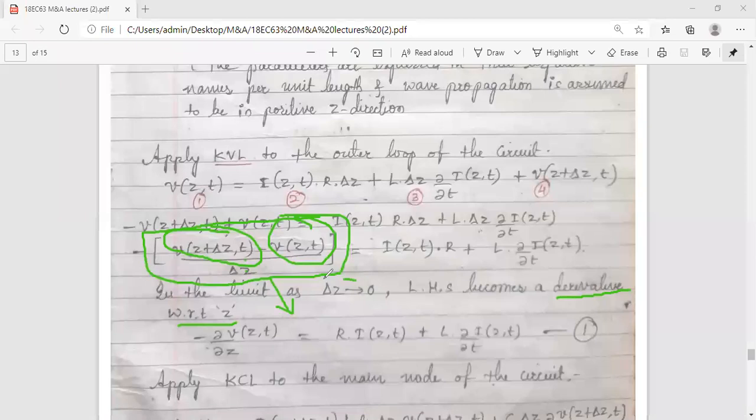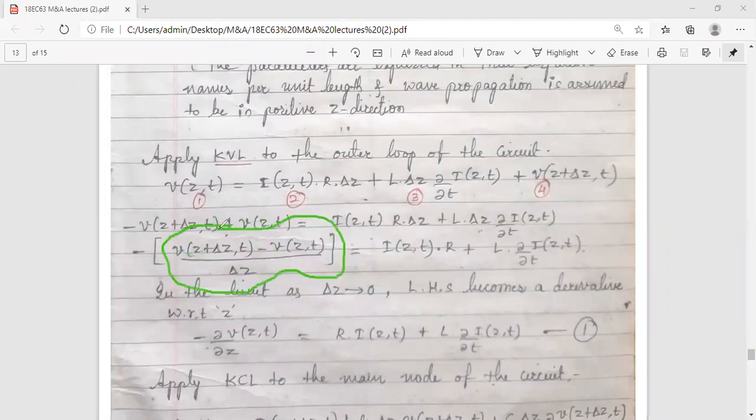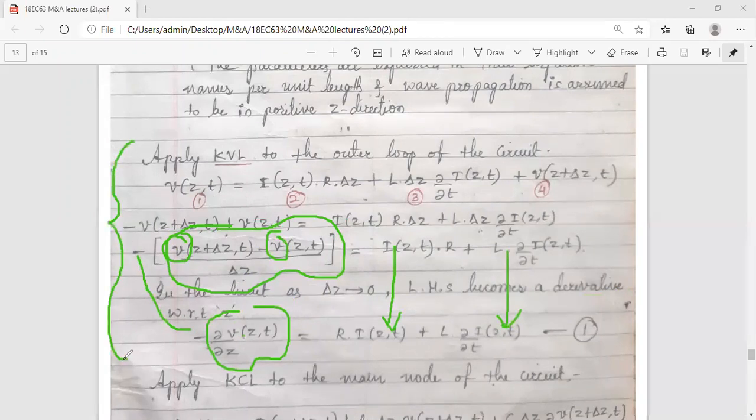Okay. So when the limit delta of z tends to 0, this particular bracket term, this is the definition of differentiation. So that's what it is written, minus differentiation of what? The parameter, the variable is V, voltage. So V of Z comma T is equal to first term as it is, second term as it is. So this is when I apply KVL to the above circuit. Hope you got this first equation, how we get it.